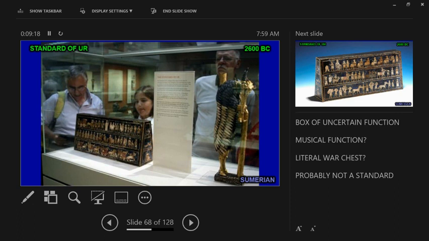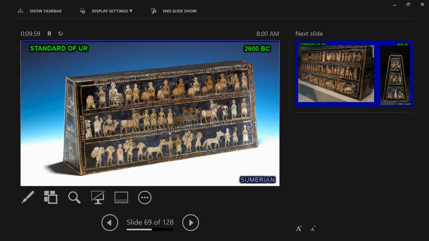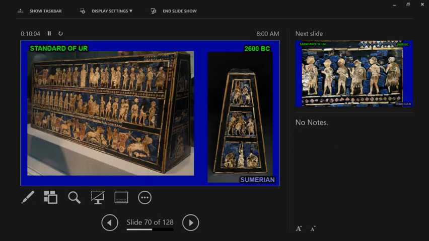It's called the standard of Ur because art historians thought it was a standard, but nobody really knows. It's a box of uncertain function. Some think it's a musical instrument. Some think it's a war chest. And others think it probably wasn't a standard at all. But this photo gives you a sense of the size of it. So this is the object that we're looking at. We'll get a little bit closer.